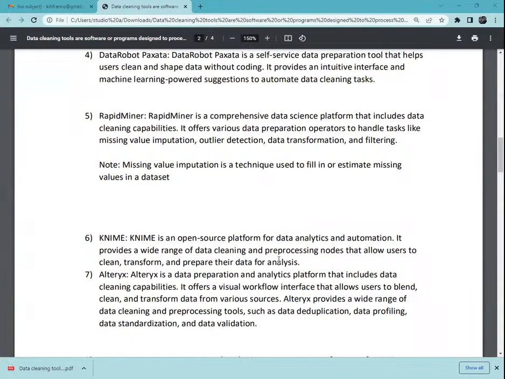Alteryx is a data preparation and analytics platform that includes data cleaning capabilities. It offers a visual workflow interface that allows users to blend, clean, and transform data from various sources. Alteryx provides a wide range of data cleaning and pre-processing tools such as deduplication, data profiling, data standardization, and data validation.